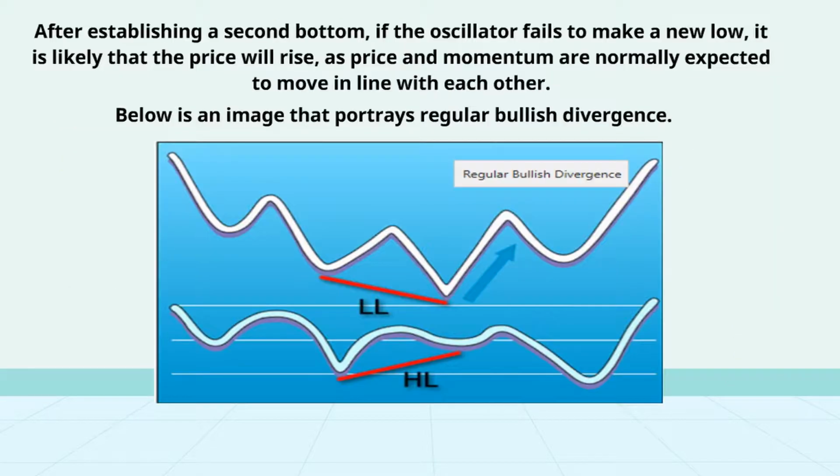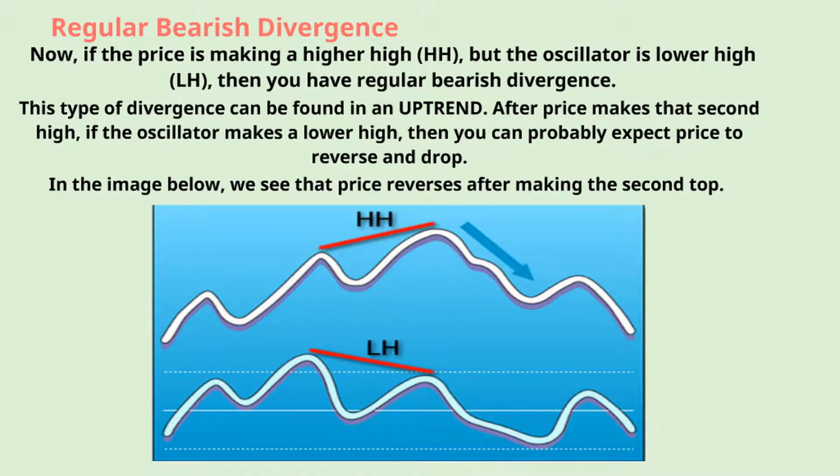After establishing a second bottom, if the oscillator fails to make a new low, it is likely that the price will rise, as price and momentum are normally expected to move in line with each other. Below is an image that portrays regular bullish divergence. Regular bearish divergence. Now, if the price is making a higher high, but the oscillator is lower high, then you have regular bearish divergence. This type of divergence can be found in an uptrend. After price makes that second high, if the oscillator makes a lower high, then you can probably expect price to reverse and drop. In the image below, we see that price reverses after making the second top.